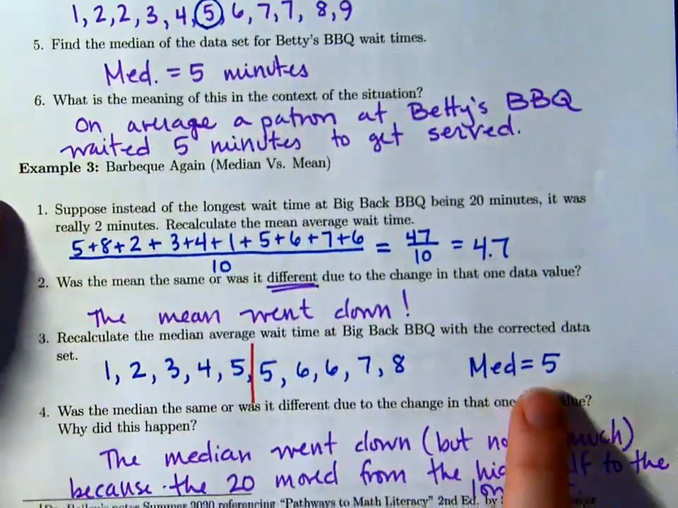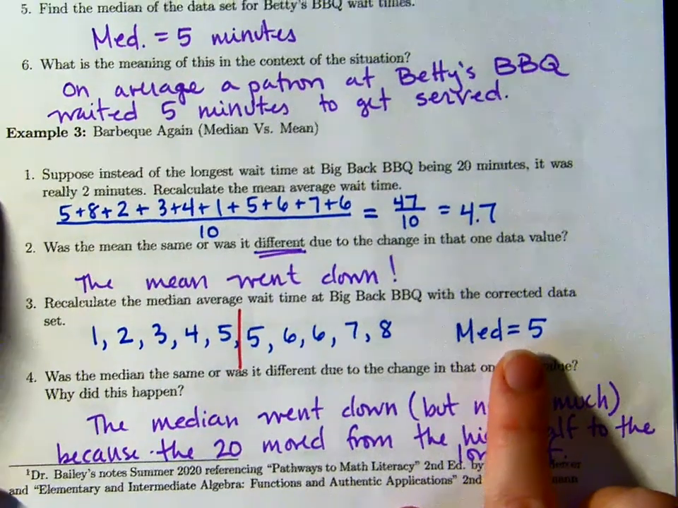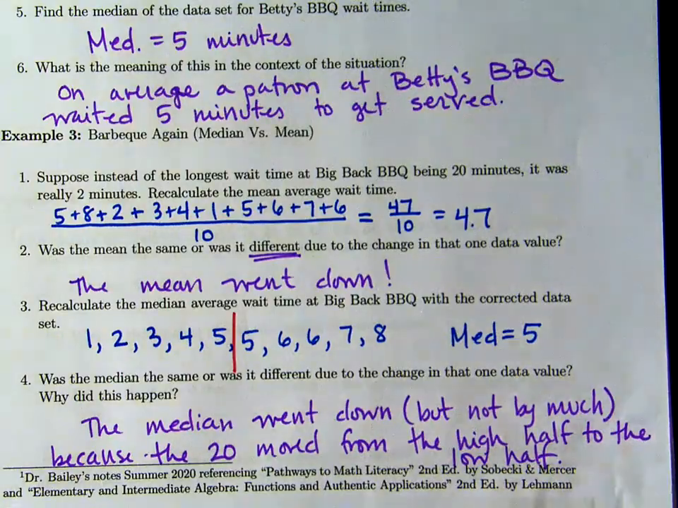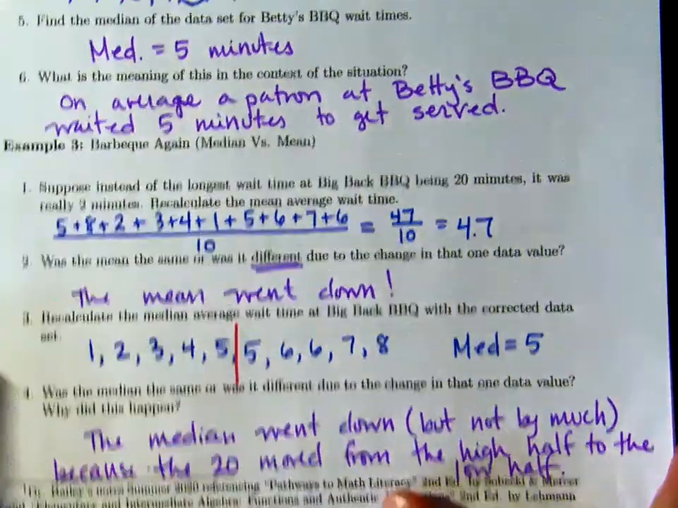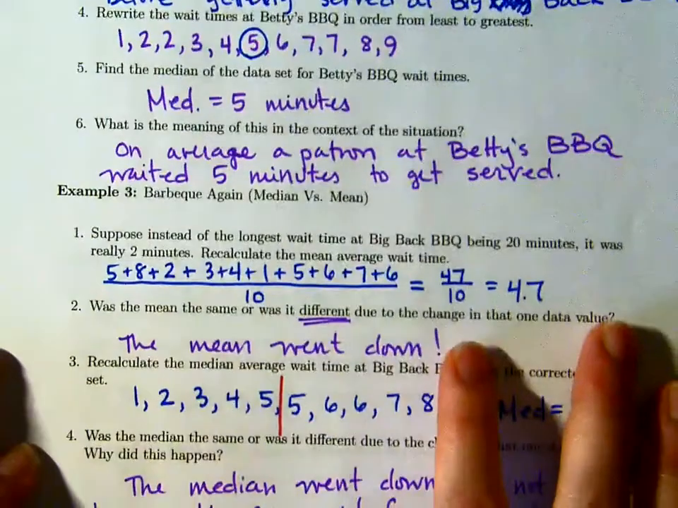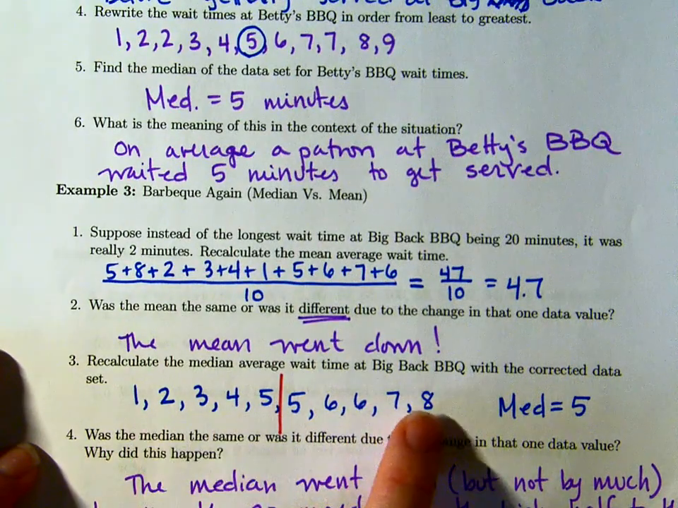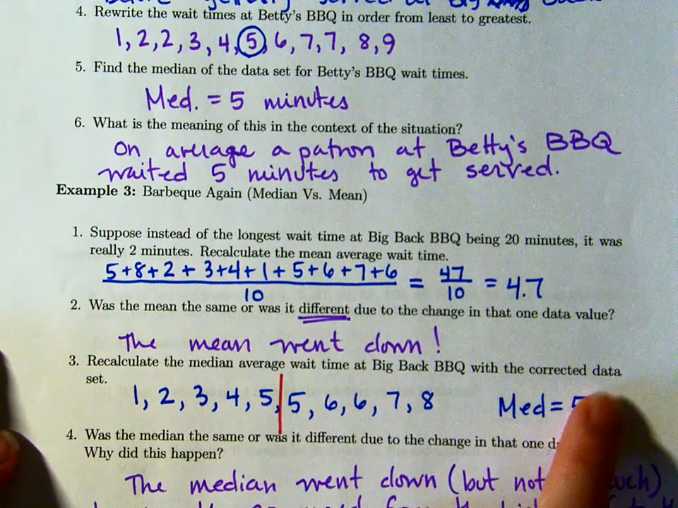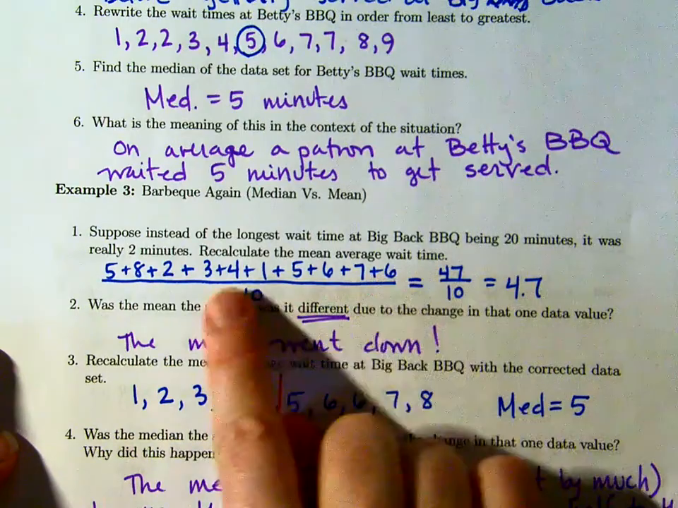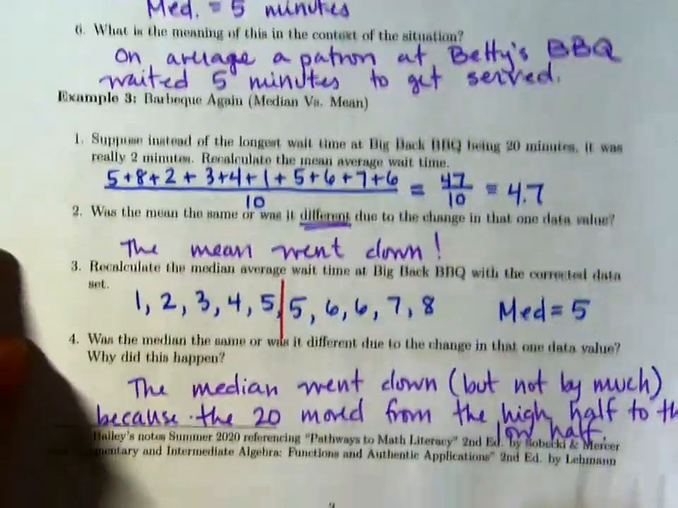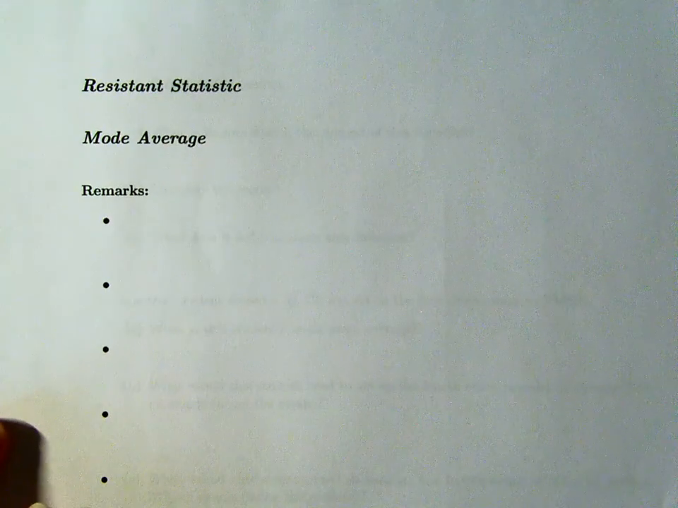So the median didn't go down by much, as opposed to the mean, which went down by almost 2 minutes, because it's inclusive and it includes the extremes. So whether that extreme was a 20, which is extreme, or here where the extremely high wait time was 8 minutes, this went way down when that 20 got removed and replaced by a 2.